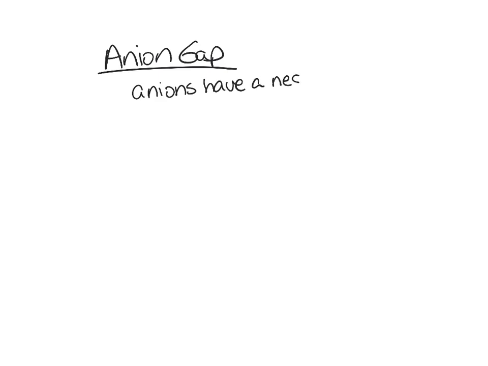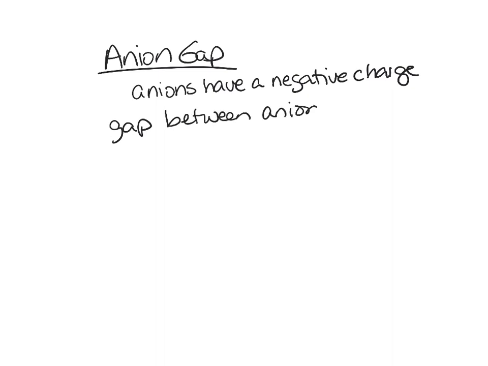Now I want to look at one last thing that we look at when we're trying to determine an acid-base disorder, and that is called the anion gap. If you remember what anions are, anions have a negative charge. We're going to look at the gap between the anions and the cations. So the anion gap is the comparison between anions and cations. And remember, cations have a positive charge. So in acidosis, the gap is going to be increased.